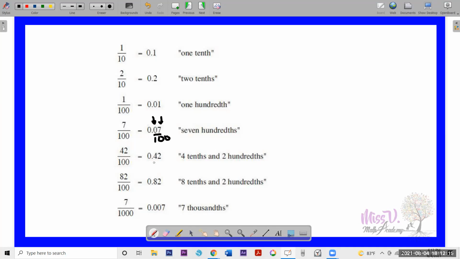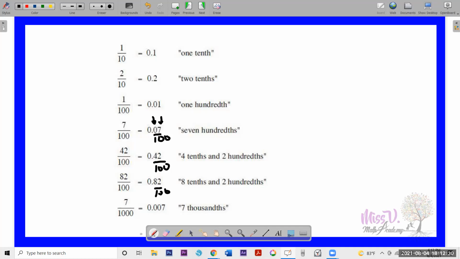Same thing with this one. 42 over 100 is the same thing as 0.42. This would be the same thing as 82 out of 100, 0.82.